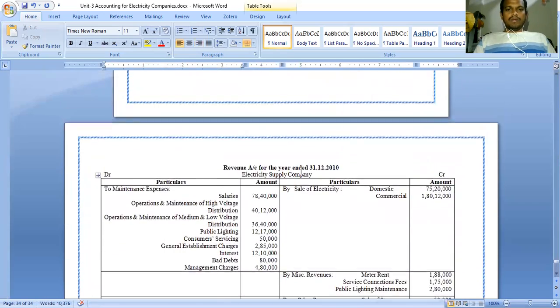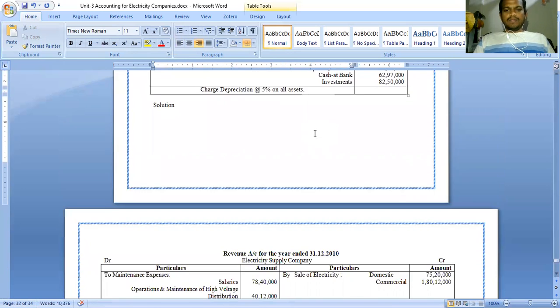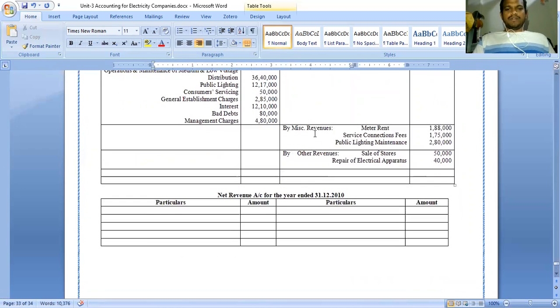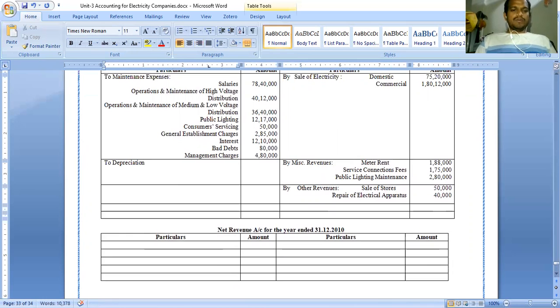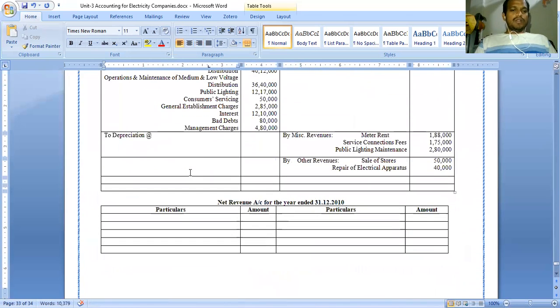So all items came, except depreciation. So we have to charge the depreciation in the revenue account. Depreciation. So how much is the depreciation? At the rate of 5% on all assets.